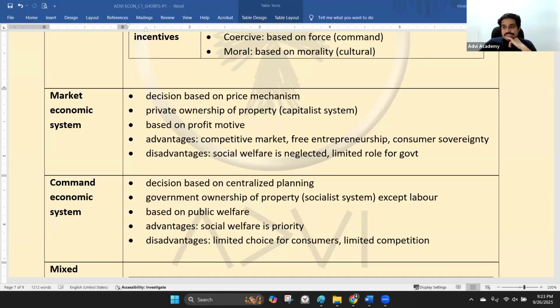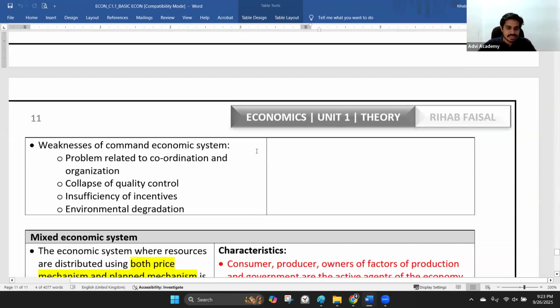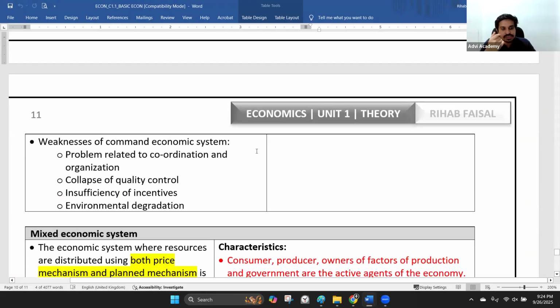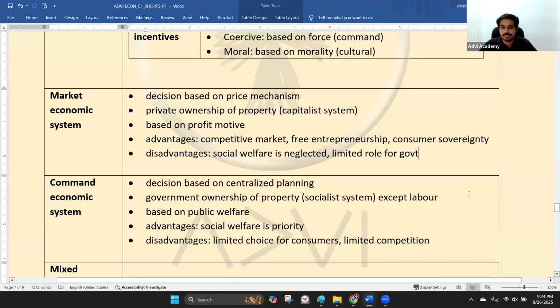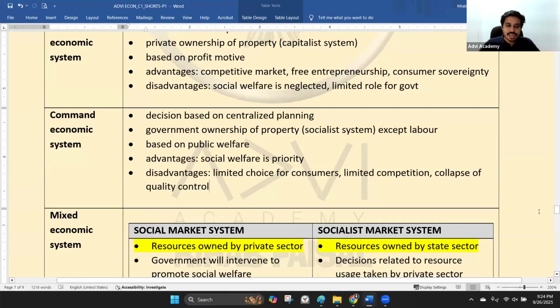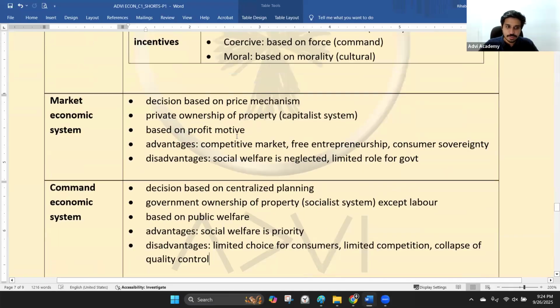Environmental degradation, of course, can come for both, end of the day, because to be honest, none of them care about it. That's the truth, right? So it's a disadvantage for both end of the day. But here I'm just talking about primarily only the main ones. You can also talk about collapse of quality control. Yeah, that is an important part as well. Again, the quality, because now anyway you're basically going to get it, so you can put that. Nobody will care about the quality. So this is your command economic system.